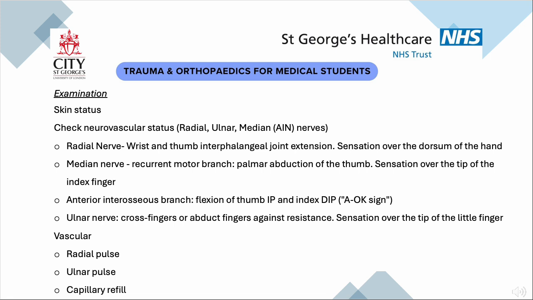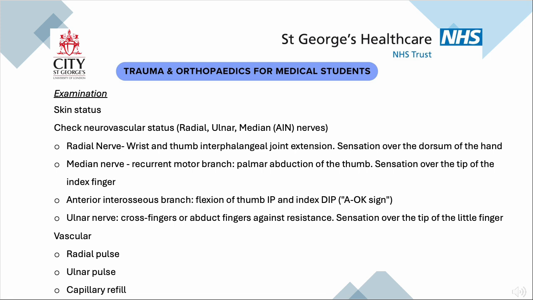The examination, like the examination of all fractures, you look at the skin to make sure this isn't an open fracture, and then you need to look at the nerves, as I've mentioned. So the radial nerve is responsible for wrist and thumb interphalangeal joint extension and sensation over the dorsum of the hand in the anatomical snuffbox region.